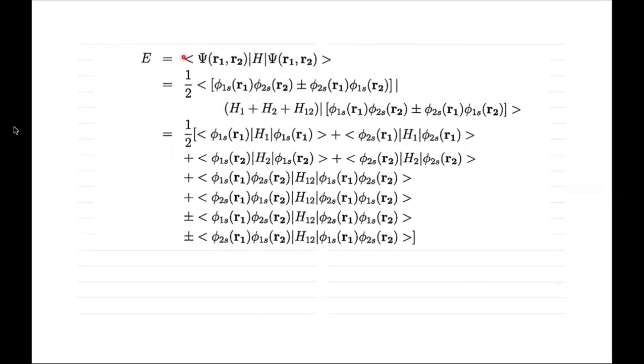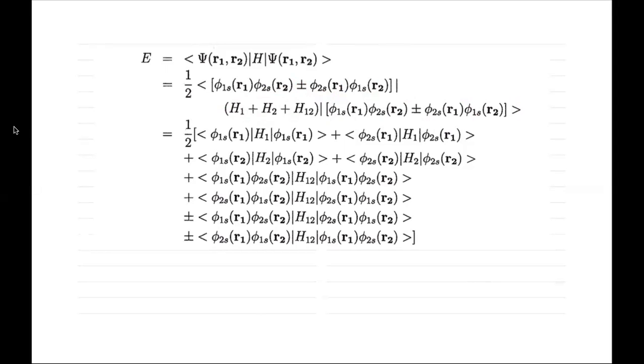Okay, so to go from the first line to the second line, all we've done is substitute the form of the wave functions that we just wrote down: electron 1 in the 1s orbital, electron 2 in the 2s orbital, plus for the symmetric case, or minus for the antisymmetric case of the spatial wave function, electron 1 in the 2s orbital, electron 2 in the 1s orbital. And here's our Hamiltonian, and then here's the wave function again. And so now we're going to work out all of these terms.